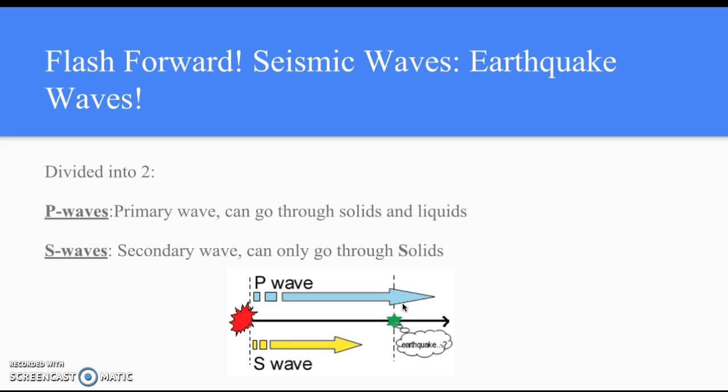So just quickly, I would like to talk about earthquake waves or seismic waves. I know we already went over this, but the waves are divided into 2. P waves, primary. They go through solids and liquid. S waves are secondary waves and they only go through solids. So remember, P is primary, S waves is secondary.